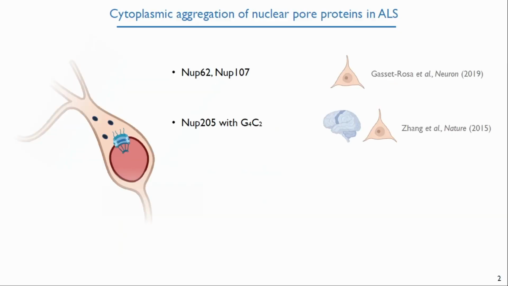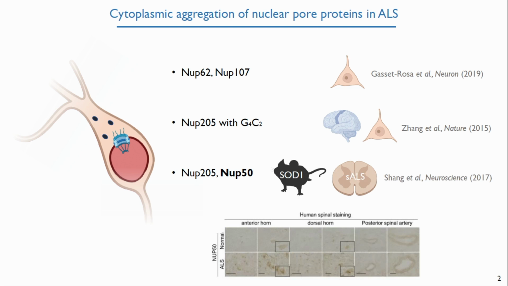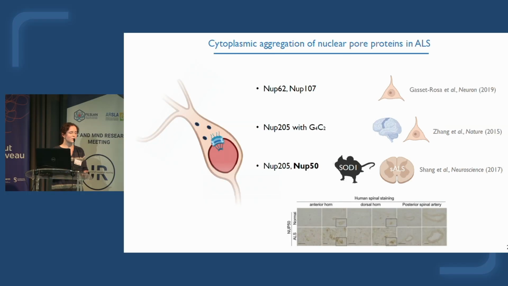Mounting evidence over the last, let's say, 8 years has pinpointed that some nuclear pore components are mislocalized in ALS. This is the case in various models of ALS, such as in cellular models of TDP43, also in C9ALS, in postmortem brain tissues, as well as in cellular models. And this was also the case of NUP50, which was aggregated in SOD1 ALS mouse models and in sporadic ALS tissue.